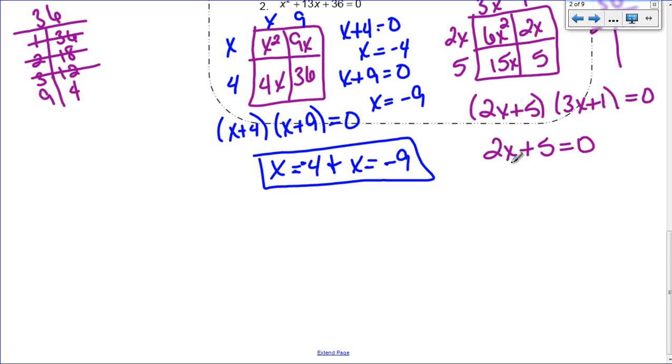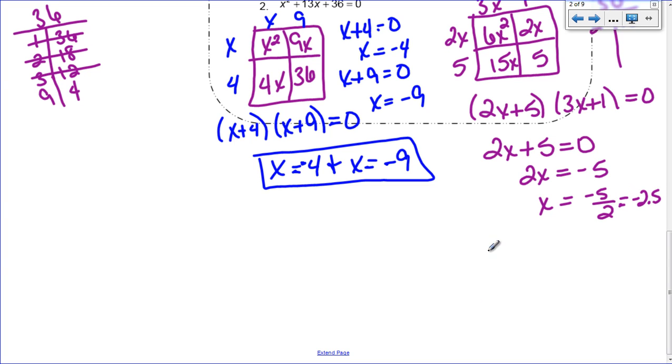So the first one, 2x plus 5 equals 0. I will subtract 5. So I get 2x equals negative 5, and then I have to divide by 2. So x equals negative 5 over 2, and it is perfectly acceptable to leave that as a fraction. If you don't like the fraction, you can divide and make this negative 2.5. They mean the same thing.